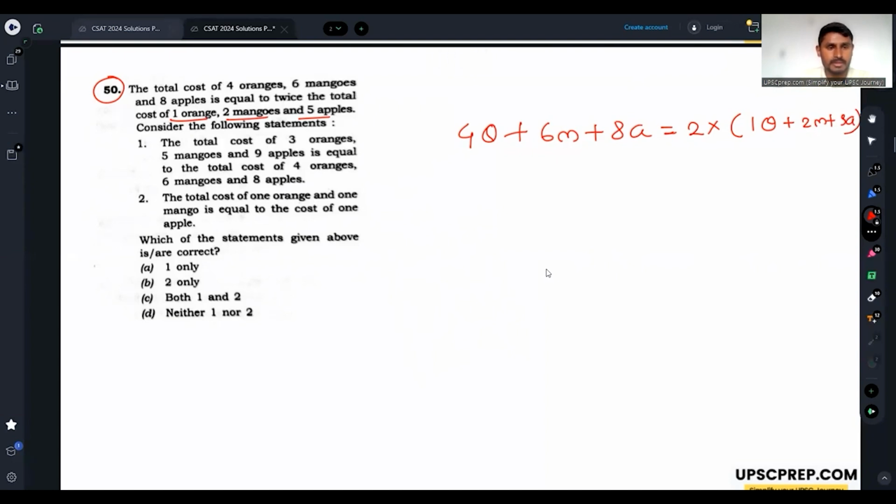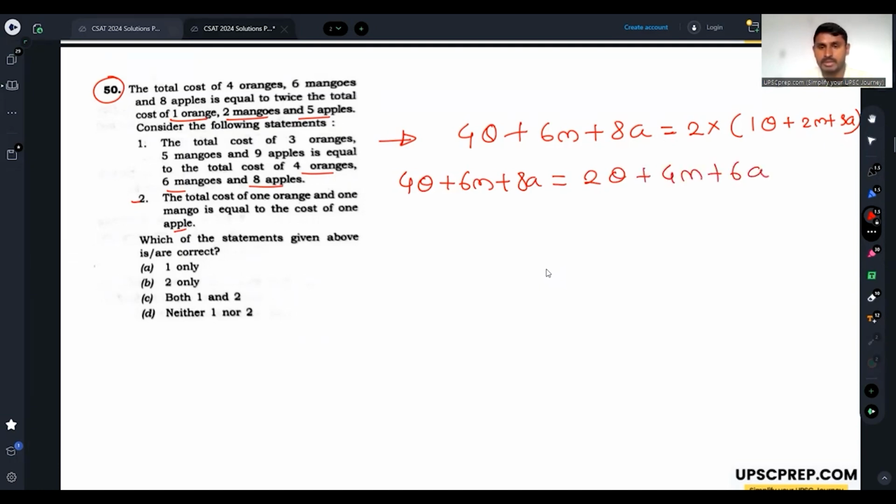Consider the following statements. The total cost of 3 oranges, 5 mangoes and 9 apples is equal to the total cost of 4 oranges, 6 mangoes and 8 apples. This is the first statement. Second statement, the total cost of 1 orange and 1 mango is equal to the total cost of 1 apple. Okay. So these are the two statements we have to validate. Let's solve this equation first. 4 oranges plus 6 mangoes plus 8 apples is equal to, I'll multiply this bracket by 2, 2 oranges plus 4 mangoes plus 6 apples.